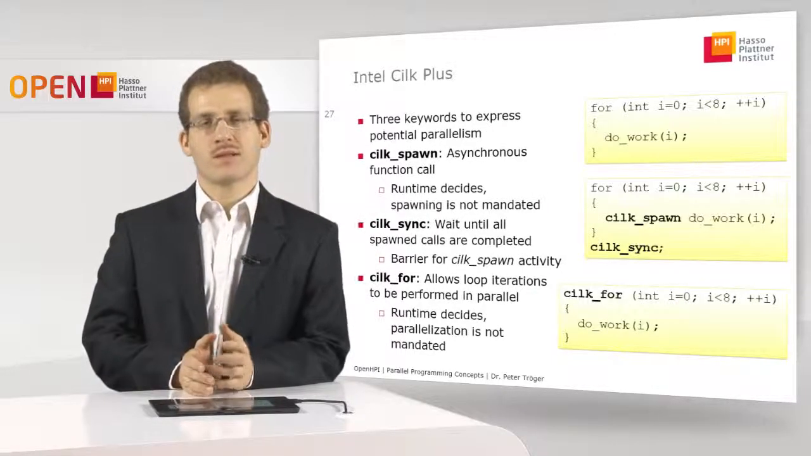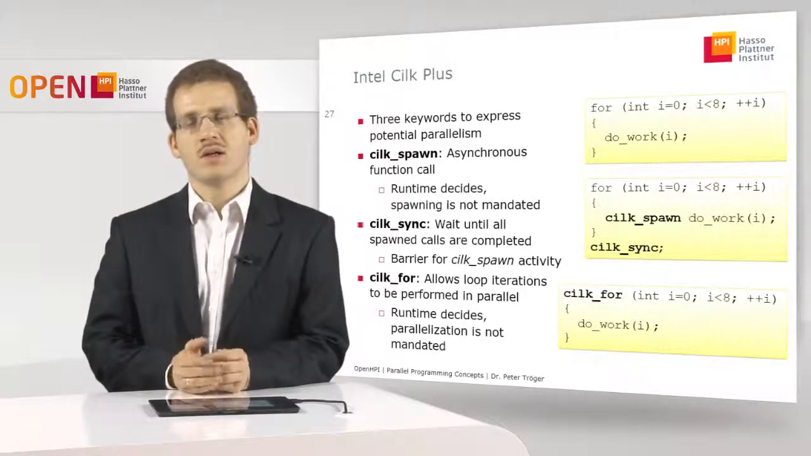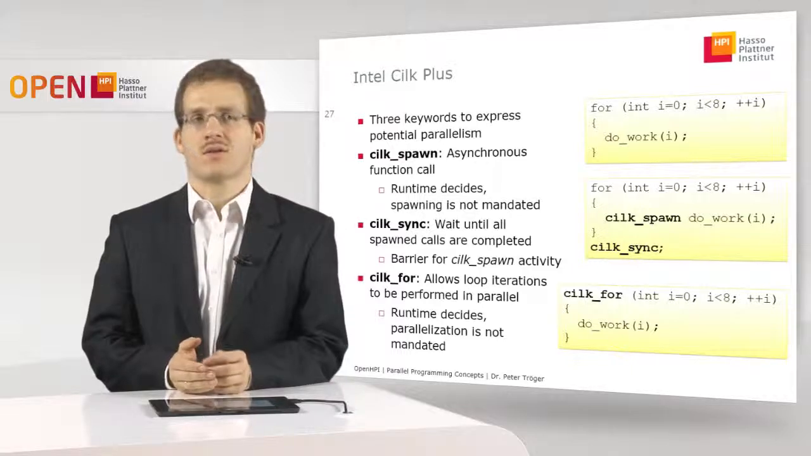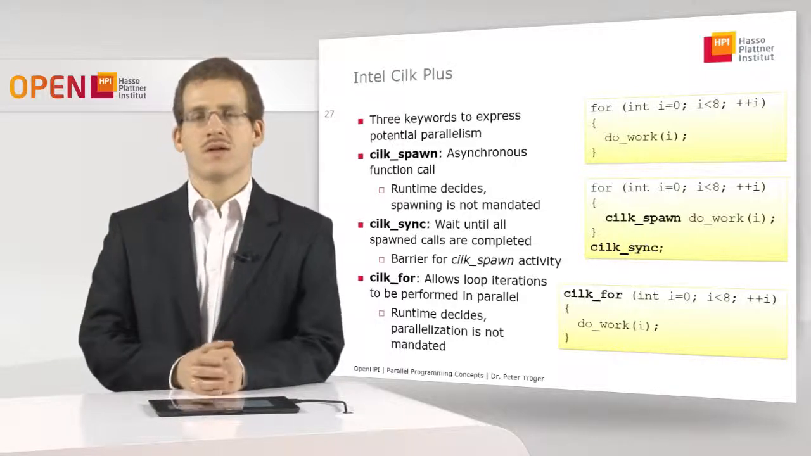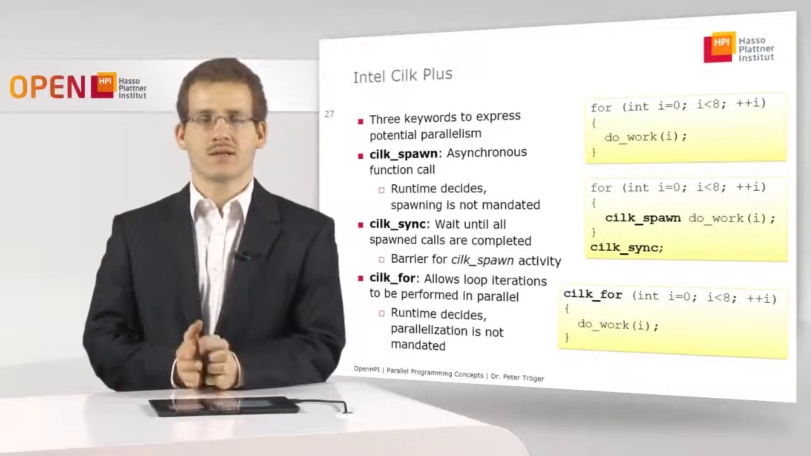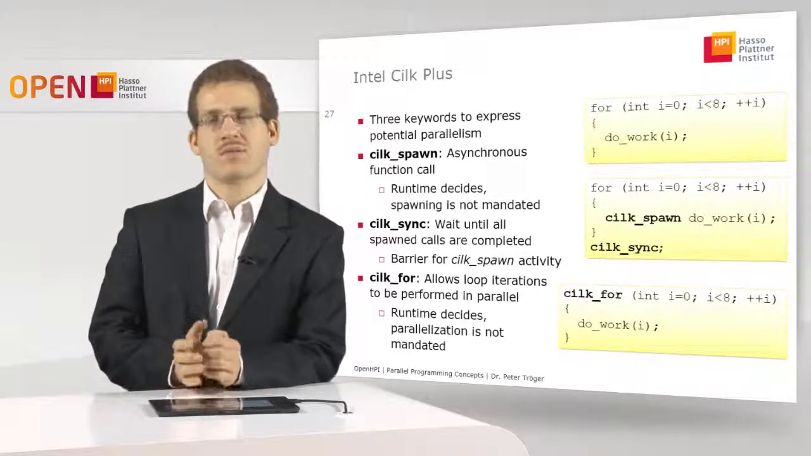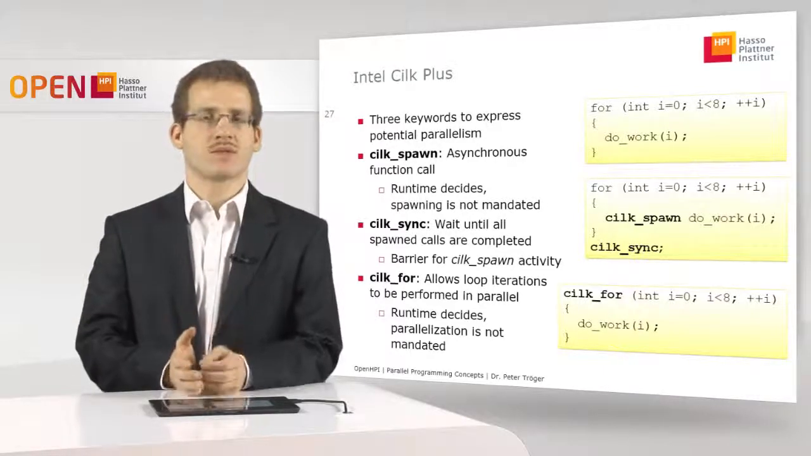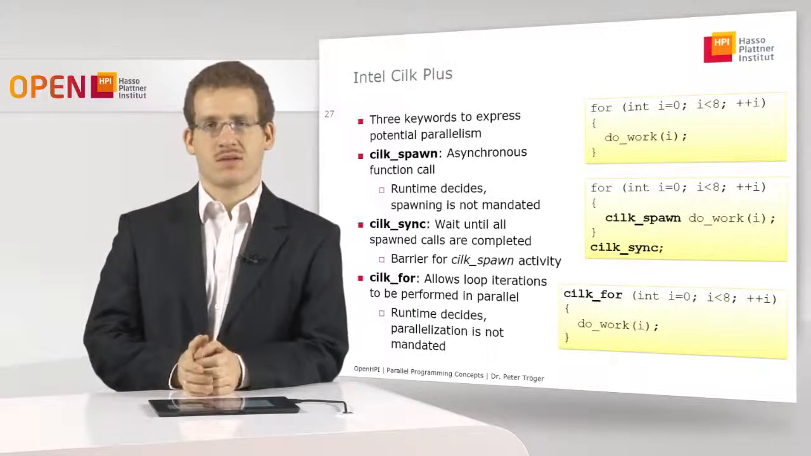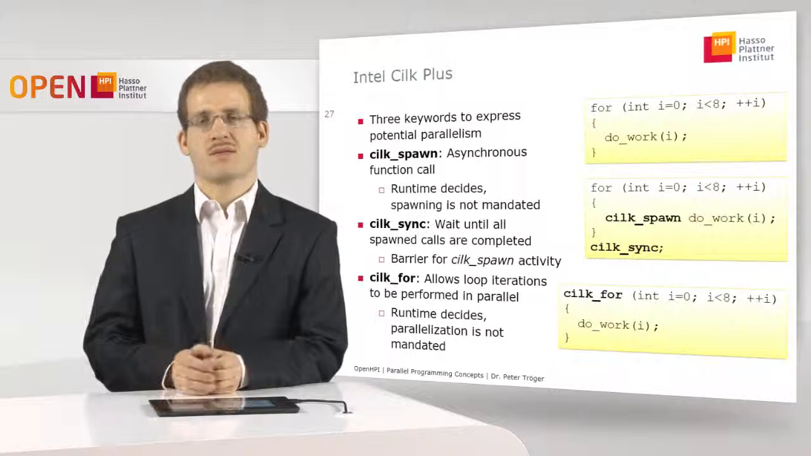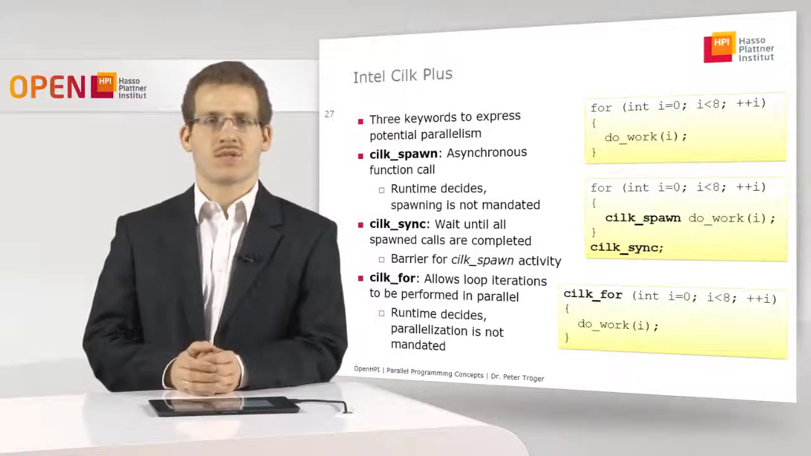In Cilk, we have three basic keywords to express potential parallelism. The first keyword is cilk_spawn, which implements an asynchronous function call. So the idea here is that you tell the runtime system or the compiler, I have a function call here and please execute this function call asynchronously, maybe as part of a task definition, which is then mapped to a thread. The runtime decides if this is a good idea or not. So if your execution resources give you enough capabilities to have a true parallel execution, otherwise the function call is just executed in a serial fashion and then returns with the result value.